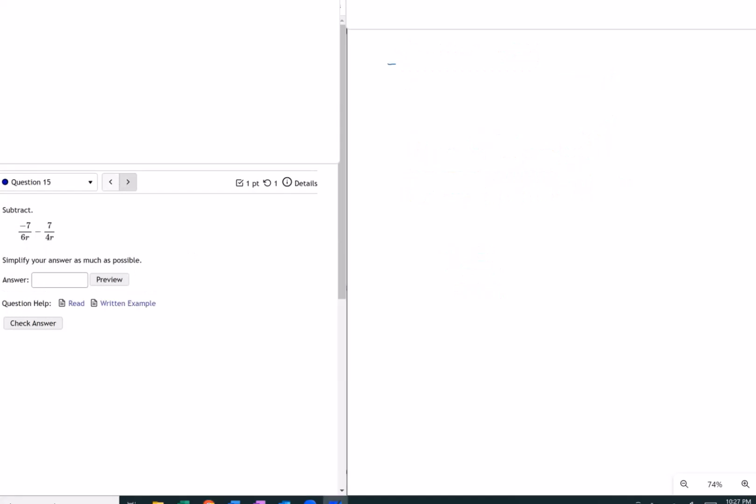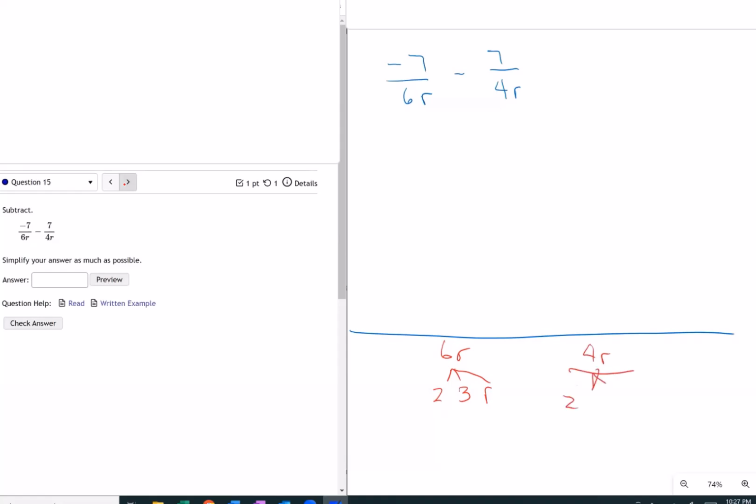We have negative 7 over 6r minus 7 over 4r. Well, if I want to know what they have in common or how to make the least common denominator, 6r becomes 2 times 3 times r. And now I have a factor tree that has an extra limb. And 4r is going to be 2 times 2 times r. What do they have in common? They both have a 2. They both have an r.